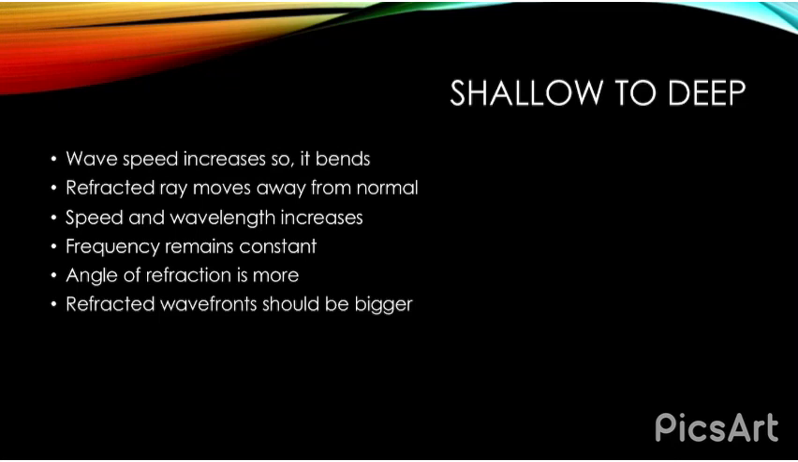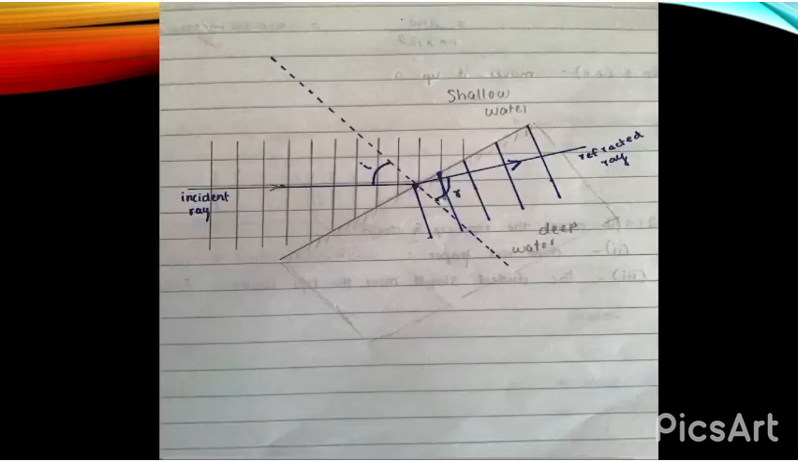Then the speed and the wavelength will increase. The wavelength will increase as it goes into the deep side, and if the wavelength increases, the speed will increase too. However, the frequency will remain constant. The angle of refraction in the shallow to deep diagram will be more than the angle of incidence. And in the refracted wavefronts, the distance between the wavefronts should be bigger, which means the wavelength should be bigger. So this is how we draw shallow water to deep water.